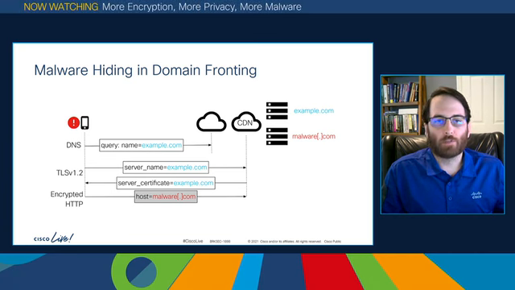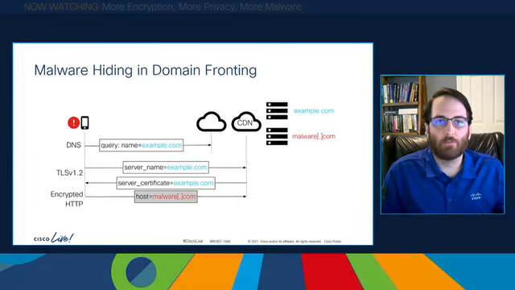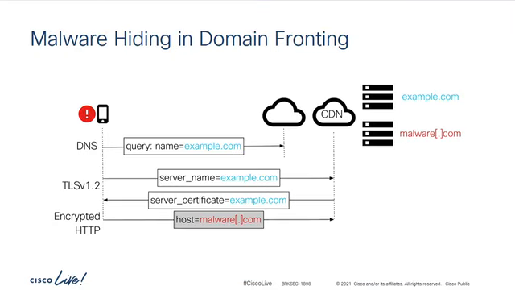And so this works by the malicious endpoint initially sending a DNS request for some benign domain. So in this case, example.com. Once it gets the IP address, it will initiate a TLS handshake to the CDN that hosts example.com. So we can see in the server name and the server certificate, the example.com name. And this is where it gets really interesting. So the malicious endpoint will send an encrypted HTTP request to the CDN where the inner HTTP host field is set to the malicious domain.